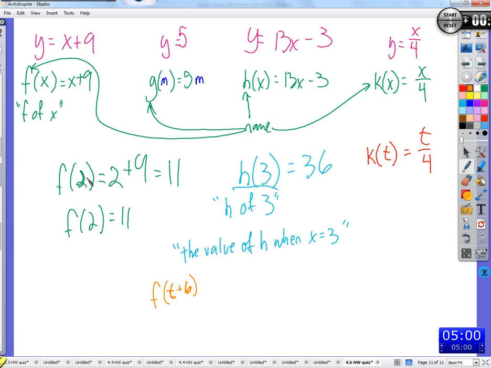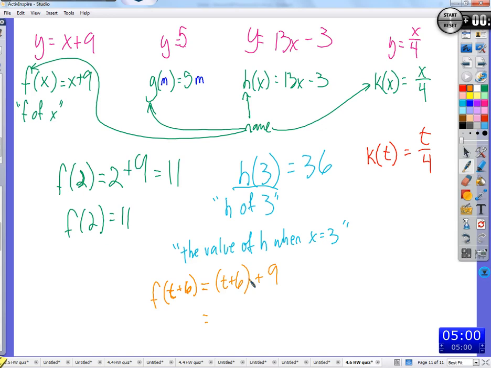So f of 2 means put 2 in for x. H of 3 means put 3 in for x in h. K of t means put t in for x in k, or the function we call k. So f of t plus 6 means put t plus 6 in for x in the function f. Go to the function f and put in t plus 6 in place of x. Okay. So here's x, right? When I do substitutions like this, I like to just take out the x, the thing that I'm supposed to replace, put parentheses there, leave a blank, and that's the rest of f of x. F of x looks like something plus 9. So the thing that I'm going to add 9 to is t plus 6. Replace x with t plus 6. X goes away, t plus 6 comes in.